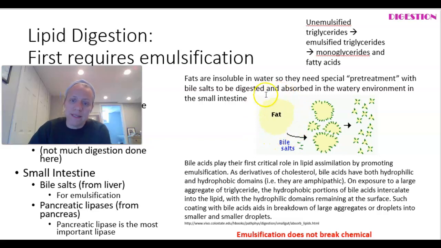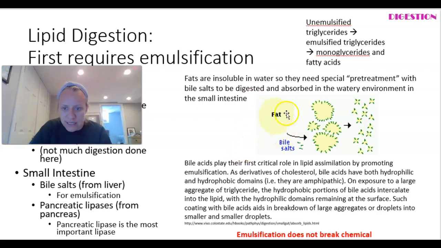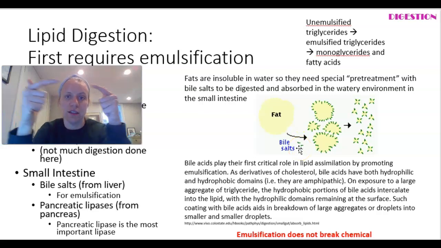Okay, so basically what that means is fats don't like water, right? They don't dissolve in water. Fats like to be by other fats. So if you can see this, I know it's a really light pink color here, this right here is a fat globule. And these little green lines are bile salts. And so what bile salts do is they insert into the fat.